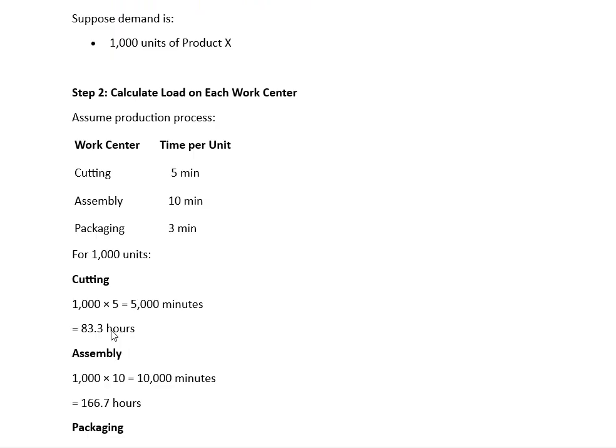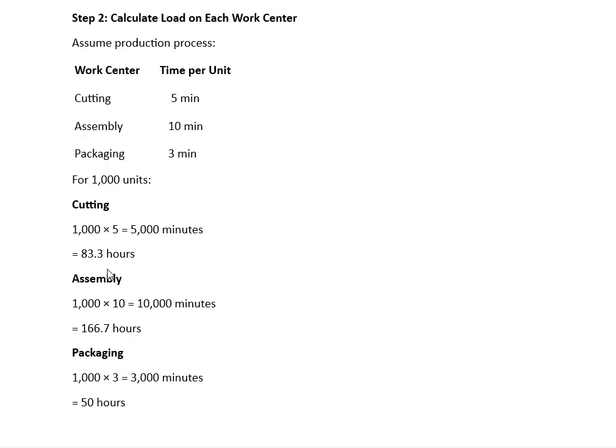For 1000 units, cutting is 1000 into 5 because time per unit for cutting is 5. So 1000 multiplied by 5 is 5000 minutes or 83.3 hours. I converted the minutes to hours. For assembly, 10 minutes is time per unit, and for 1000 units it is 1000 into 10, which is equal to 10,000 minutes, which is equal to 166.7 hours. For packaging, time per unit is 3 minutes, and for 1000 units, 1000 into 3, 3000 minutes, which is equal to 50 hours. So this is the load on each work center.